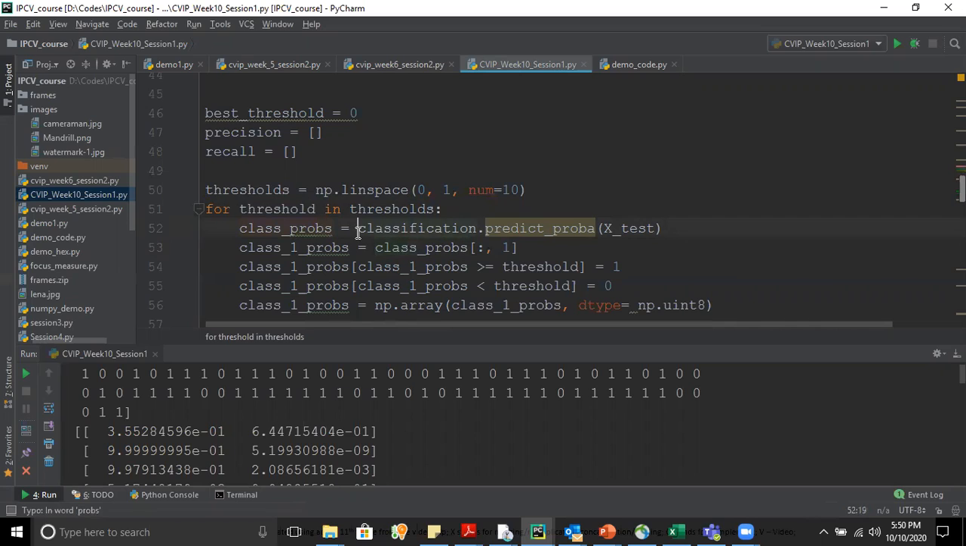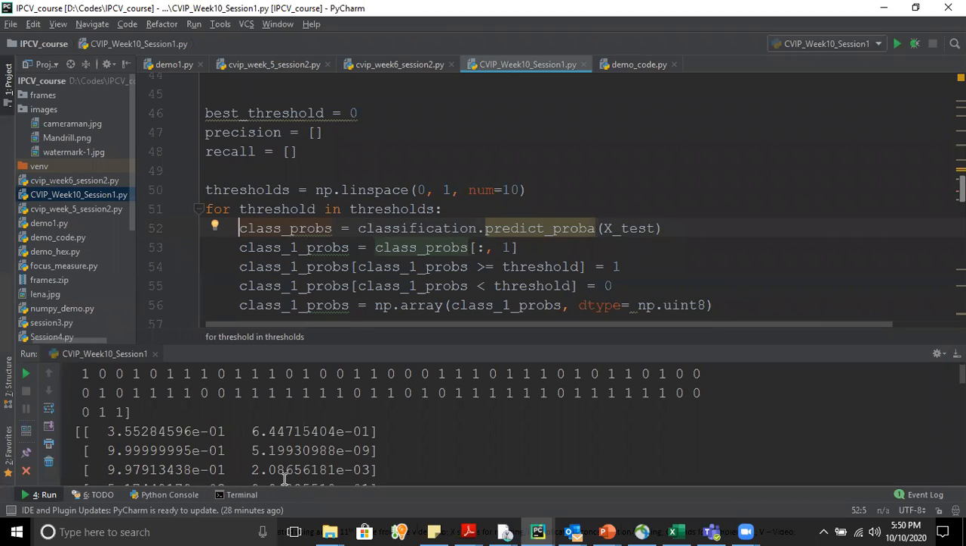So I'm not directly taking the classification label. I am taking the prediction probabilities. I'm not just using dot predict, but I'm using prediction probabilities. And what is the size of prediction probability? It has two columns, and n number of rows.